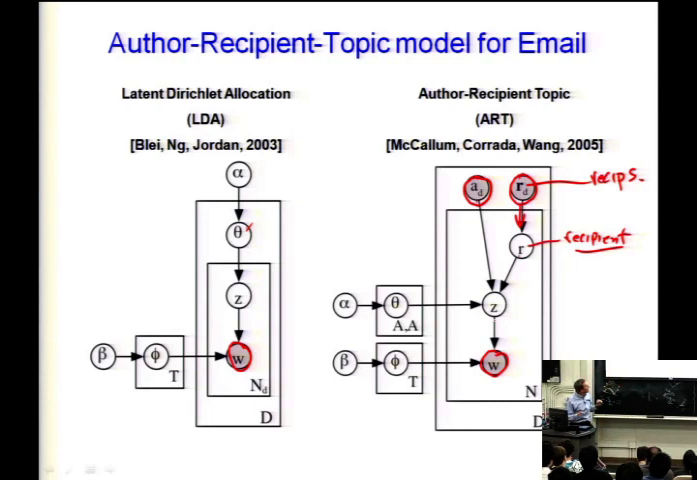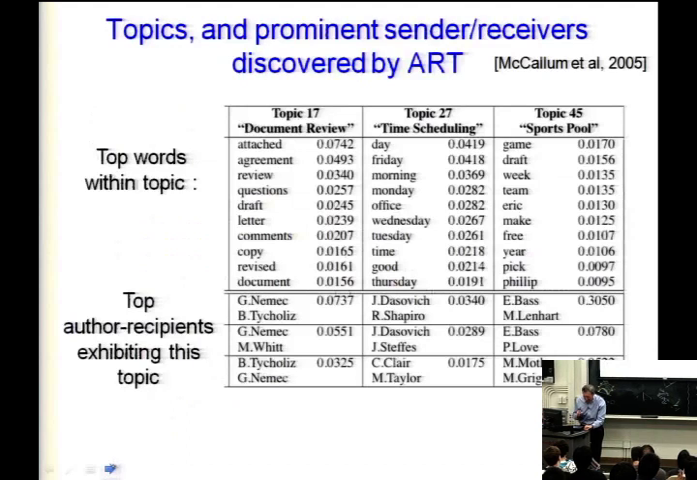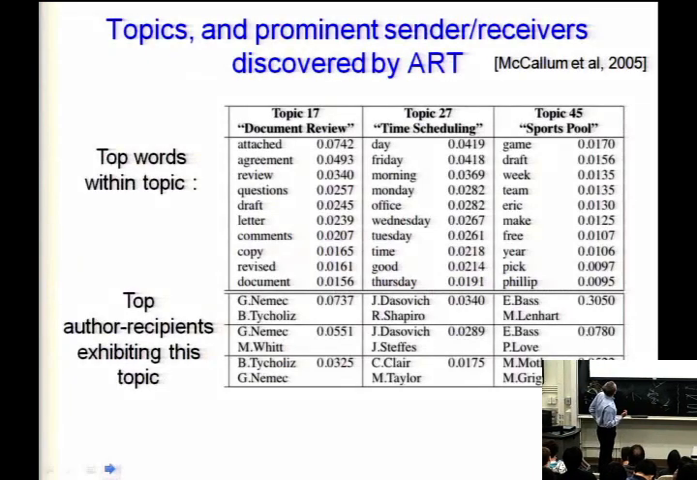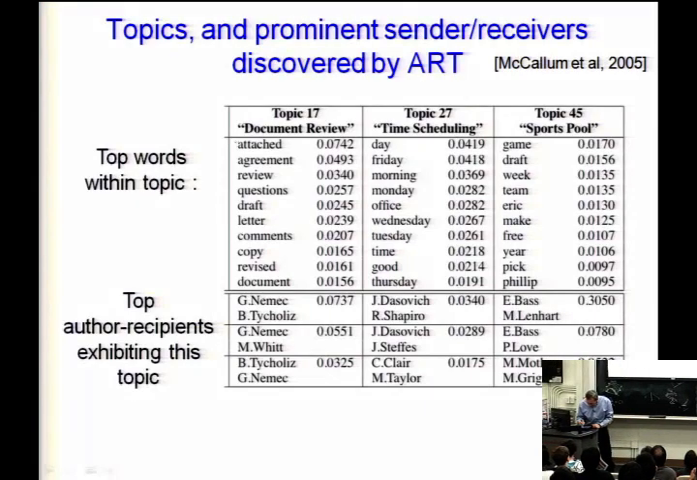Okay, so he trained this model on the Enron email, about 250,000 emails. And here's what comes out. It's actually kind of interesting. So, for example, here's one of the topics, topic 17, which has high probabilities with these kind of words: attached, agreement, review, draft.